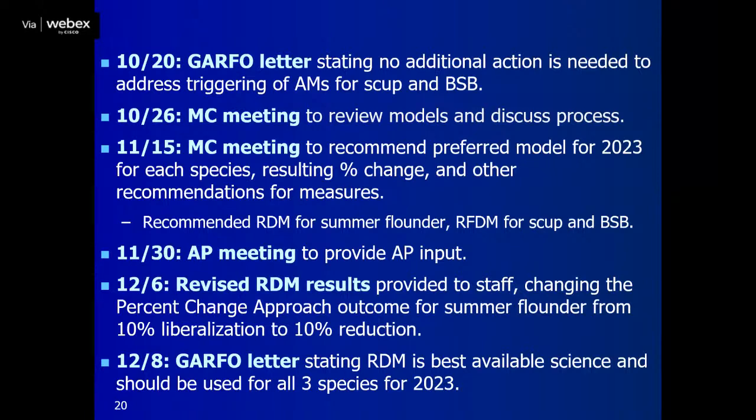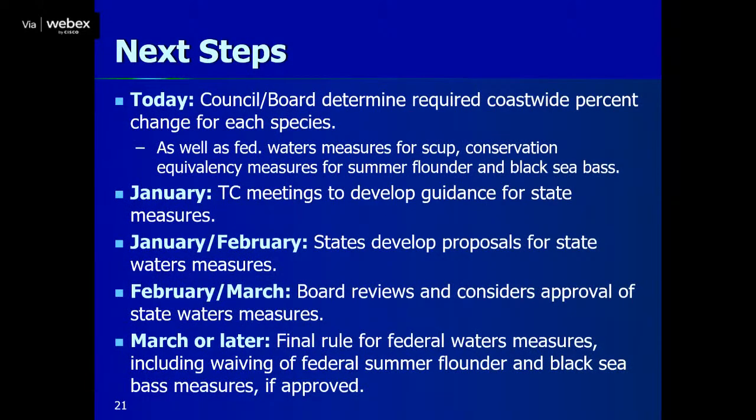And next slide. This is the last slide, just outlining next steps. So today, when we walk through each of the presentations for each species, the goal is for the council and board to determine the required coastwide percent change in harvest for each species following the percent change approach. And then the council and board also need today to recommend federal waters measures for scup, and then the conservation equivalency measures for summer flounder and black sea bass. So those are the non-preferred coastwide and precautionary default measures. So those are decisions that need to be made today.